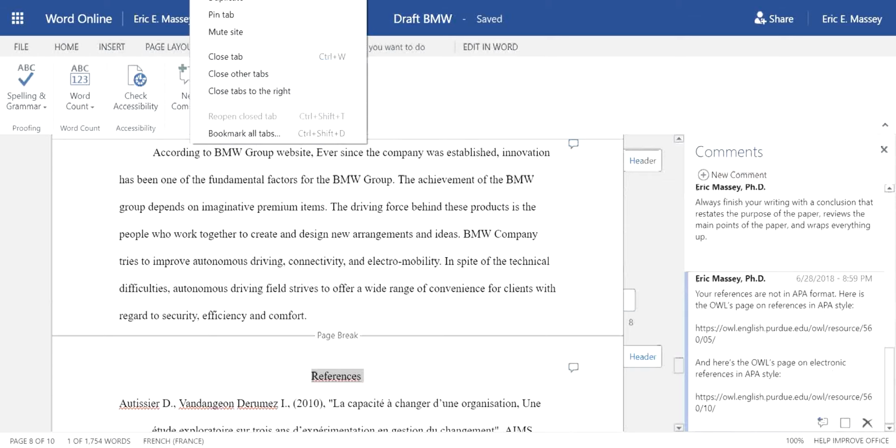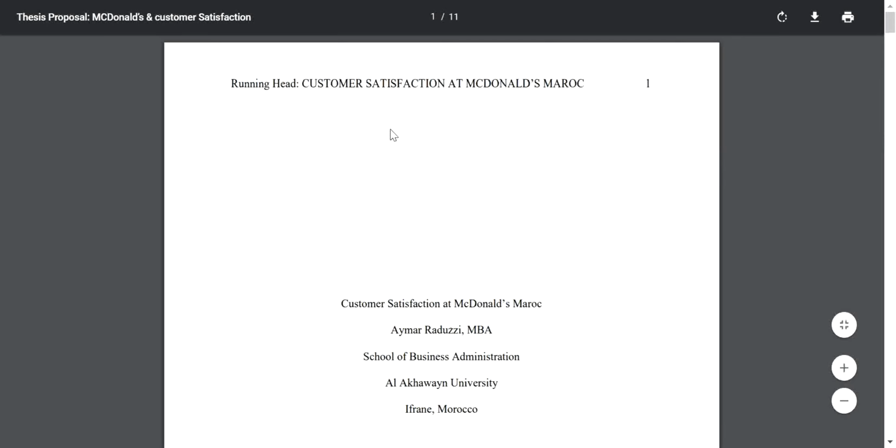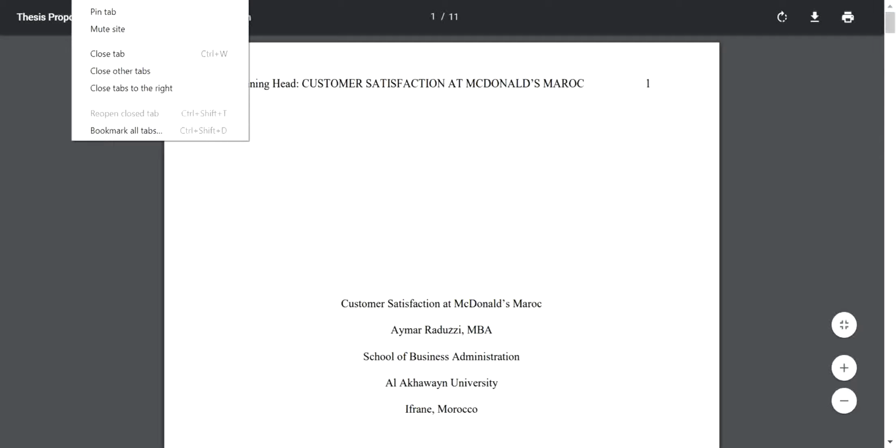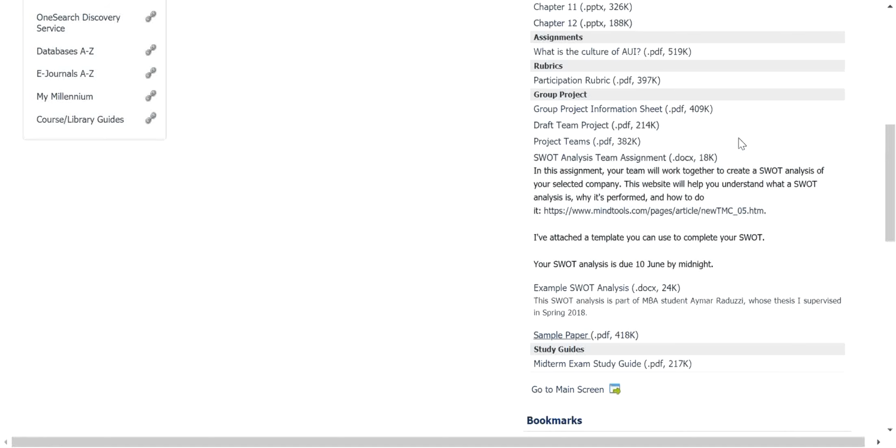All right, so the next thing to take a look at is the thesis proposal. All right, this is the sample paper. The sample paper that I provided you, and I've edited it somewhat to illustrate exactly what is required. So first of all, let's go over here to the course website. All right, and over on the right, you see group project. Go to that group project information sheet and open it up.